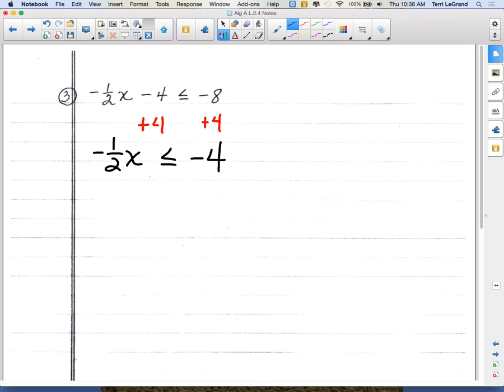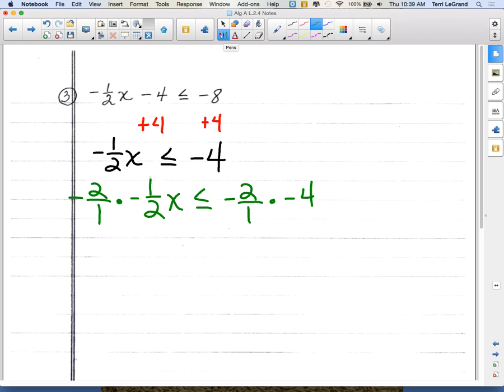Times negative 2 over 1. Yeah, we're going to multiply by that reciprocal because we got a fraction involved there. So now we're going to take both sides times the reciprocal of negative 1/2. And as Adam said, that's negative 2 over 1. We can really actually do it then without our calculators. The other side, we're also going to have to multiply times that negative 2 over 1.